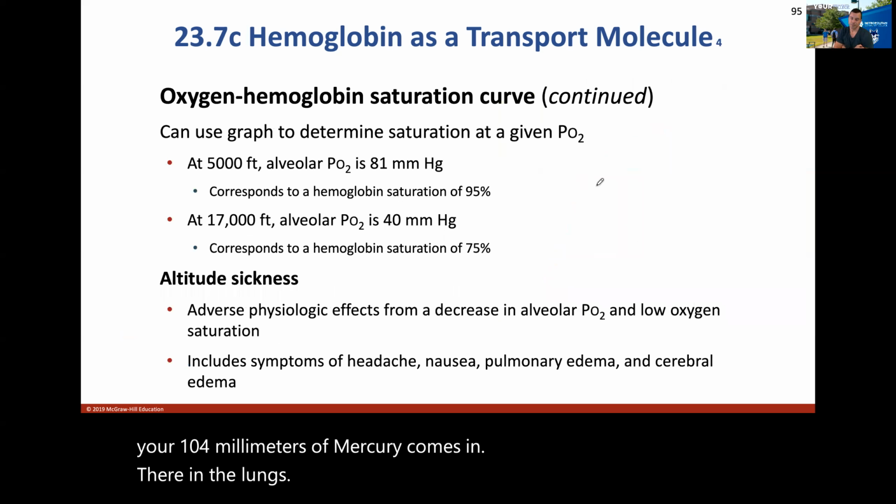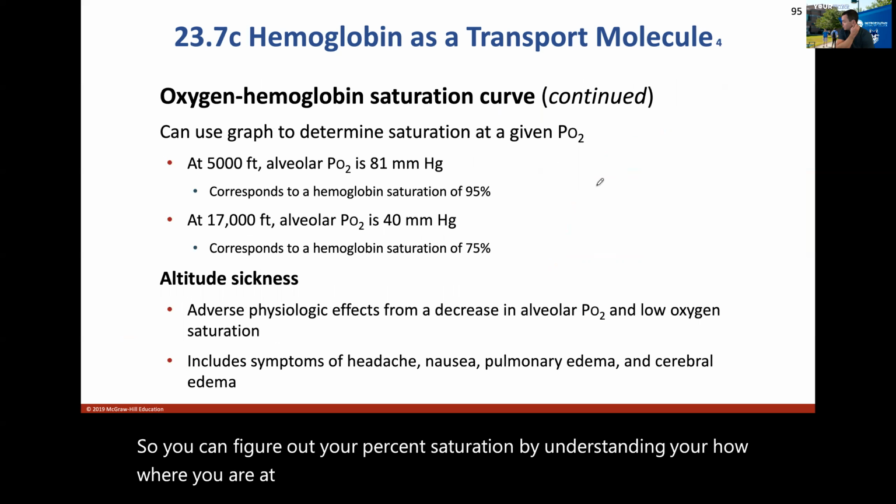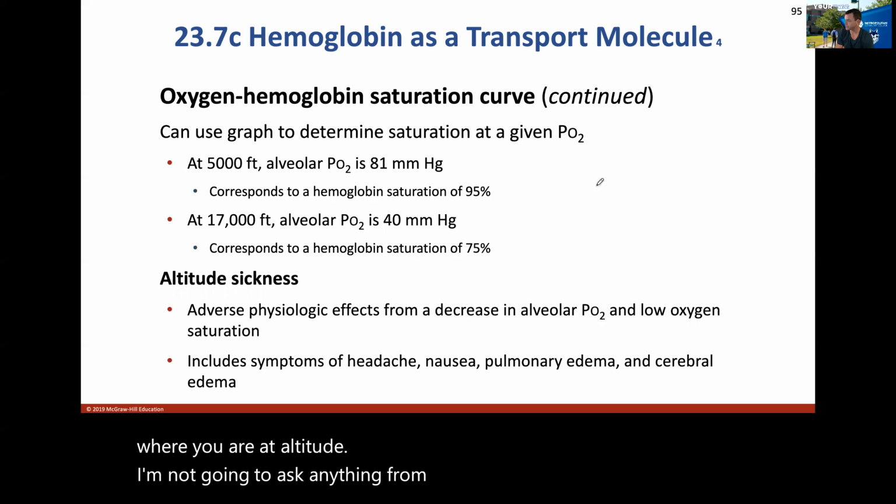So you can figure out your percent saturation by understanding where you are at altitude. I'm not going to ask anything from this slide, so don't worry about it.